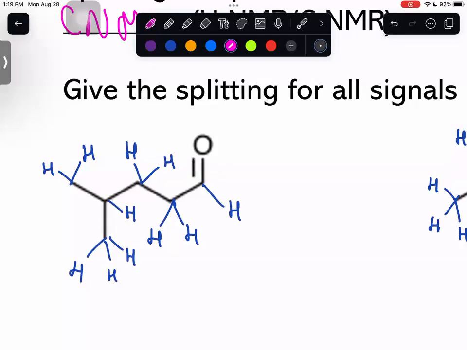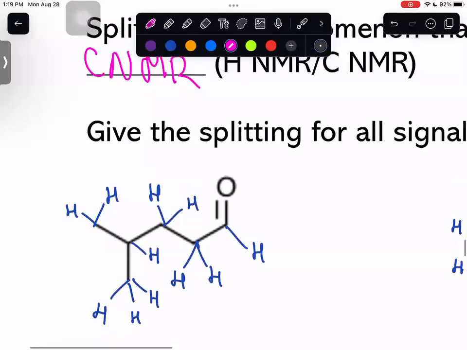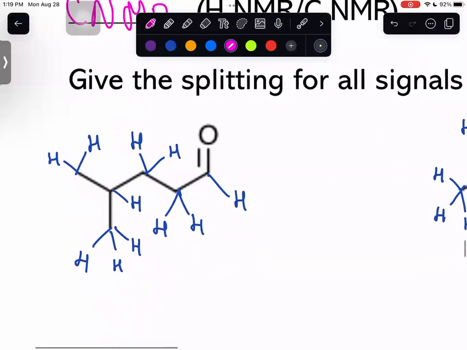5. What do we think? Does everyone agree? 6? 6. 6, 1, 5. Okay, so let's look at those. There's one extra H here. Now, is that going to affect the number of signals? Negative. Nope. Now, we have a little aldehyde right there.